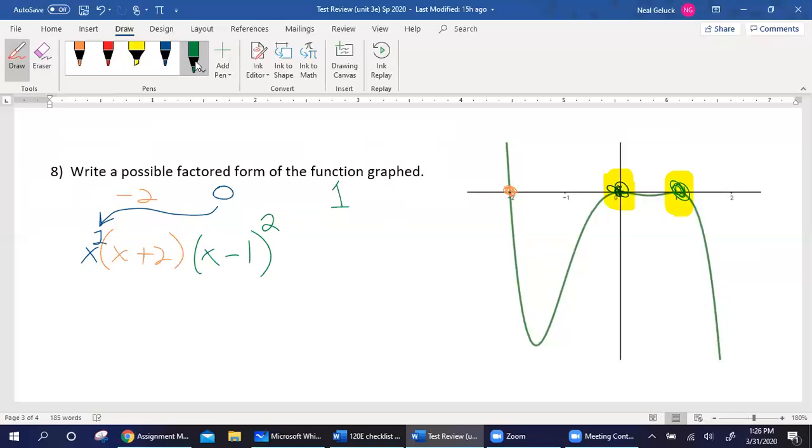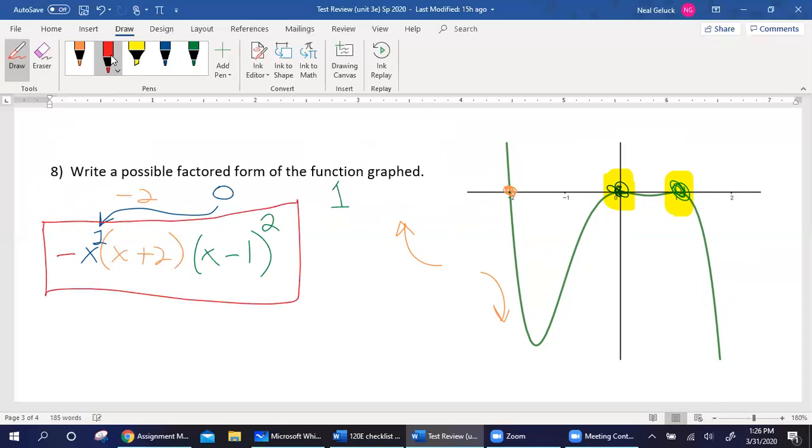Now, the last step for this, notice that my graph is rising to the left and falling to the right for its end behavior. That only can happen if there's a negative out in front. So here's a possible factored form. I'm not sure if it's exactly correct because I don't know how low these things dip. I don't know how much of a wiggle there is there. But with the information given, I know that stuff at least has to be in there.